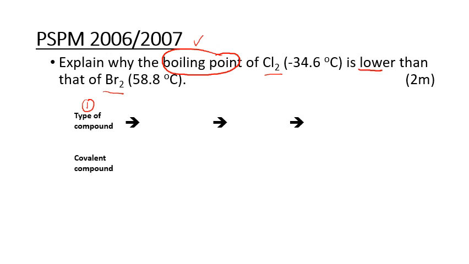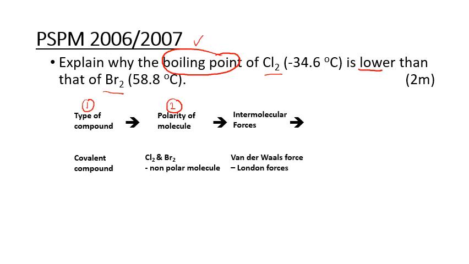After we know that they are covalent compounds, step number 2, we are going to determine the polarity of the molecule, either polar or non-polar. Since the electronegativities are similar, in this case both chlorine and bromine are non-polar molecules. So if they are non-polar, we know that the type of intermolecular force will be only London forces. As we already discussed, the strength of London forces is affected by two factors, which are molecular size and also the shape.